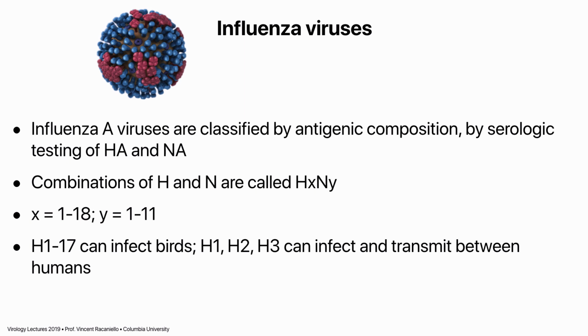And in fact, this is how we classify influenza viruses, by combinations of the H and N. They're called HXNY. There happen to be 18 different hemagglutinins that we know out there and 11 different neuraminidases. And only the H1, H2, and H3 hemagglutinins can infect people. So if you look at the vaccines that are made, they will only have these components in them. All of these viruses infect birds and other animals.